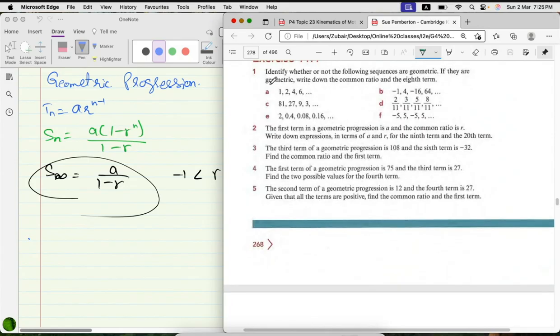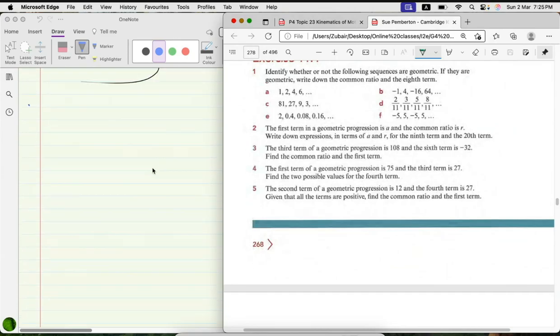Exercise. Identify whether or not the following sequences are geometric. If they are geometric, write down the common ratio. First of all, we have to identify if they are geometric or not. So I look at the second term divided by the first. It has to be multiplied or divided by the same number. So 2 by 1 is 2, 4 by 2 is 2, 6 by 4 is not 2. So this is not geometric.